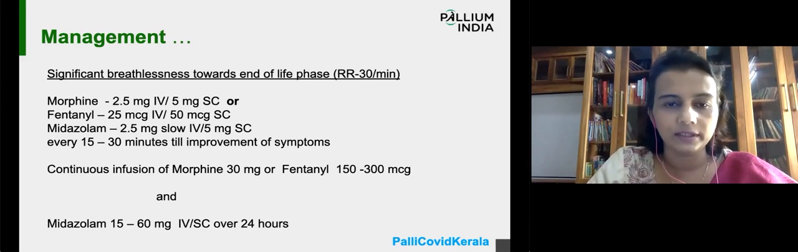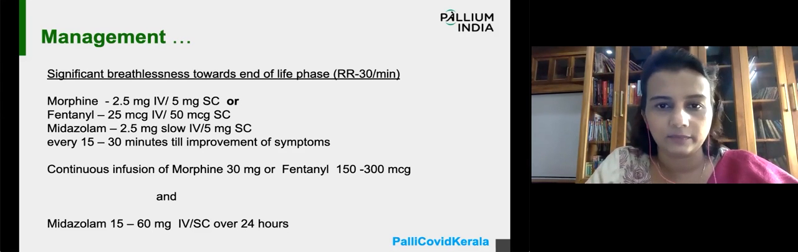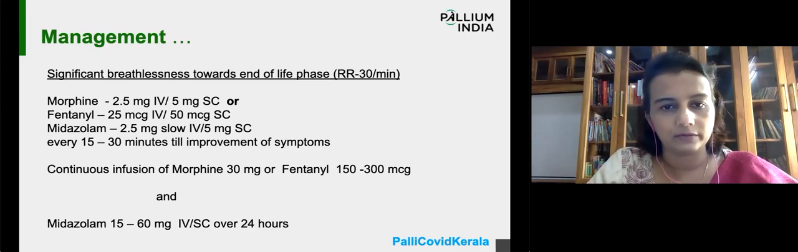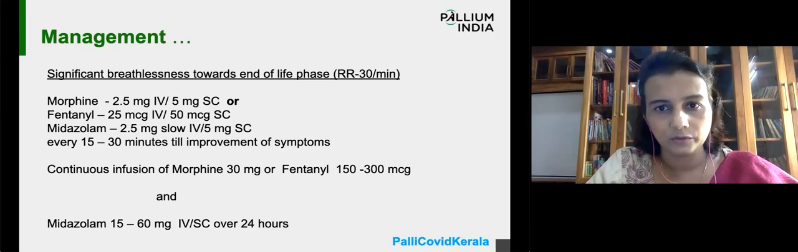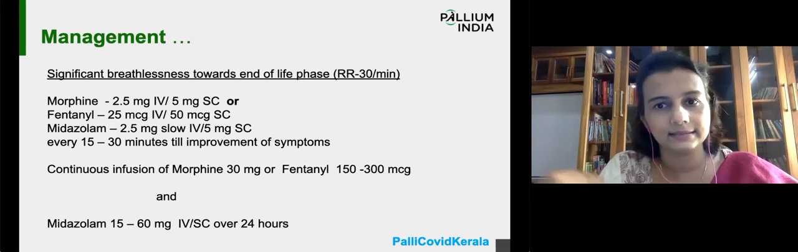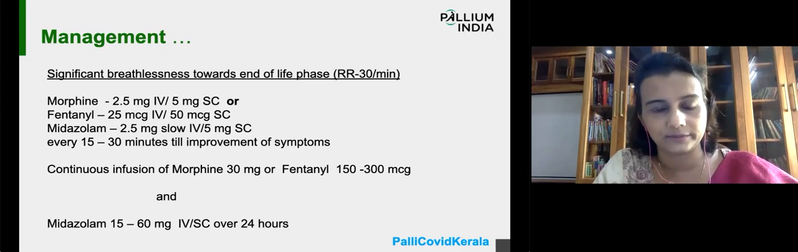We start with morphine 2.5 milligram IV or 5 milligram subcut, so a higher dose can be given, or fentanyl 25 microgram IV or 50 microgram subcut. Along with that, we give midazolam 2.5 milligram slow IV or 5 milligram subcut, and this can be repeated every 15 to 30 minutes until the patient has improvement of symptoms.